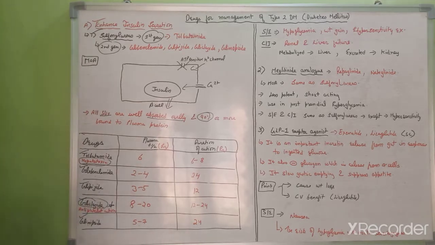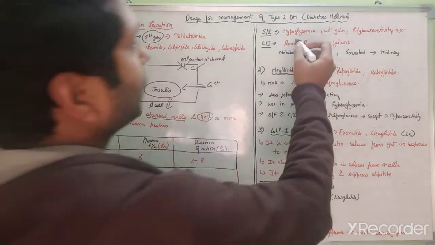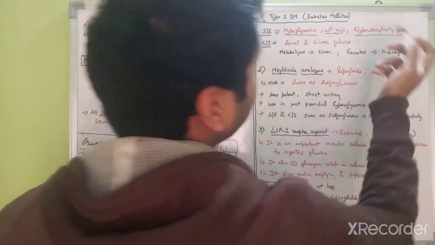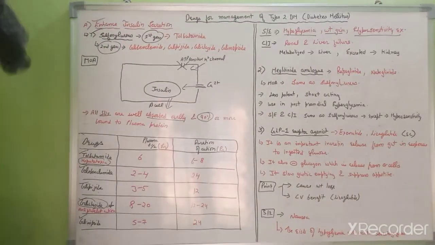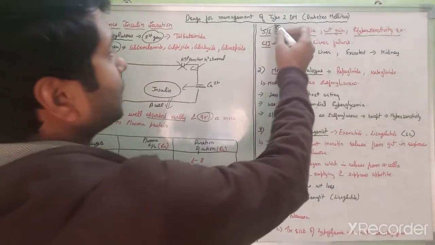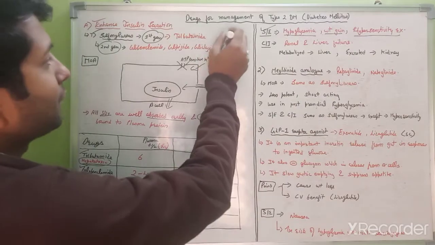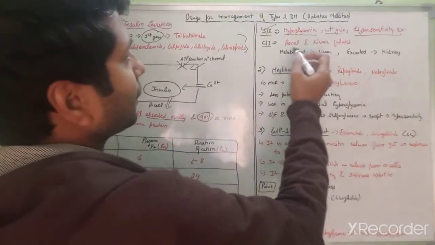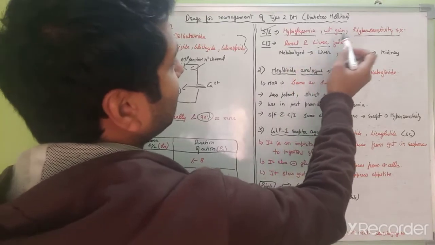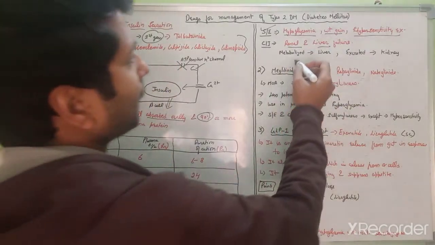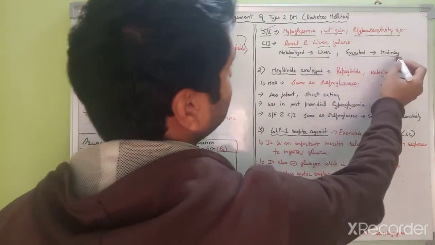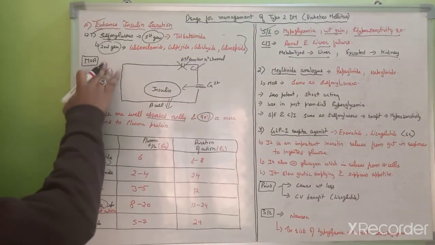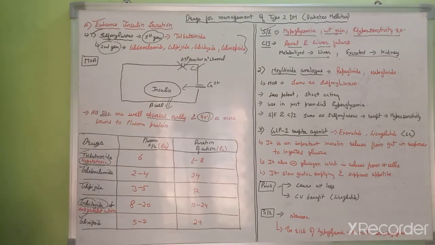The common side effects of these drugs are that they cause hypoglycemia, weight gain, or a hypersensitivity reaction. These are the common side effects of the first and second generation drugs. These drugs are contraindicated in renal and liver failure, because they are metabolized by the liver and excreted by the kidney. So this is about the first category, that is sulfonylurea drugs.